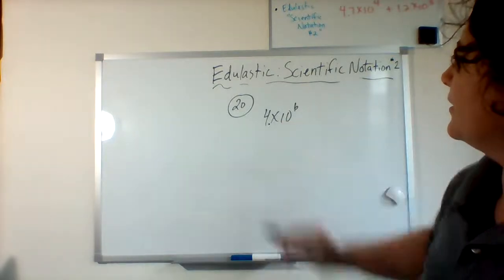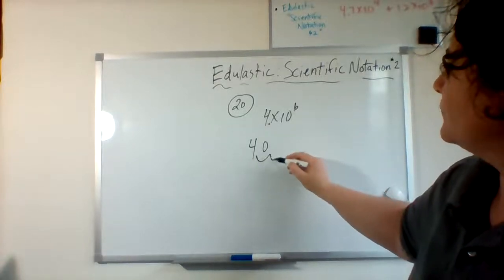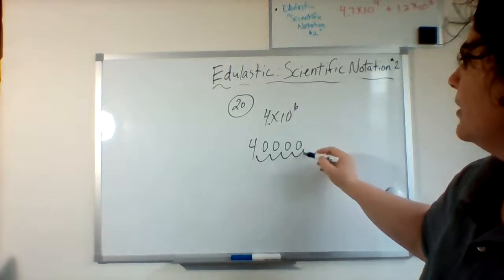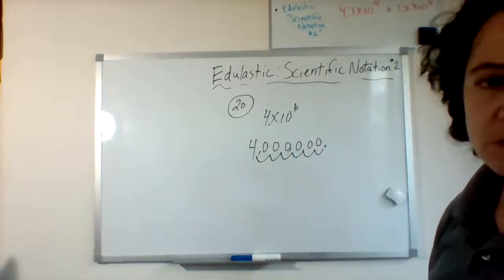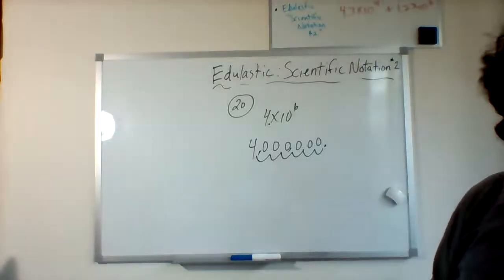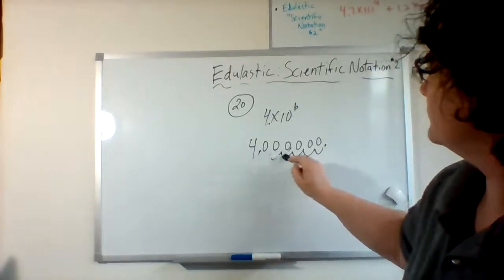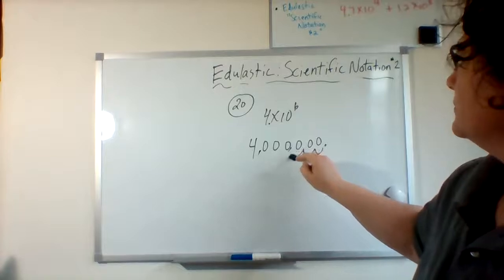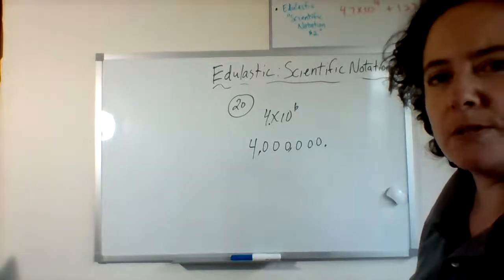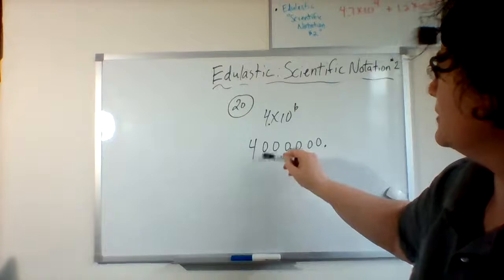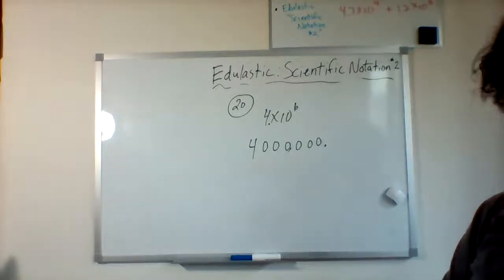My decimal right now is here. I have to move it 6 to the right. 1, 2, 3, 4, 5, 6. 4 million. So if you don't have to type commas, just type 4, 0, 0, 0, 0, 0, 0, and you should be fine. Let me know if you're not.